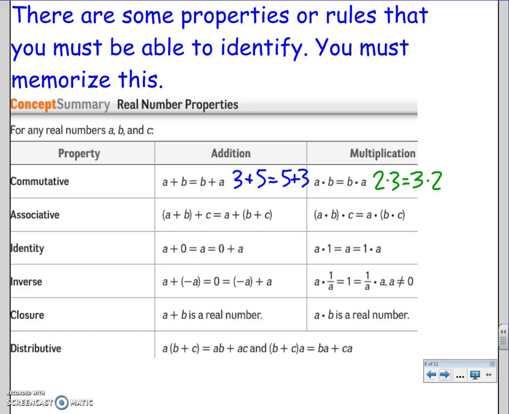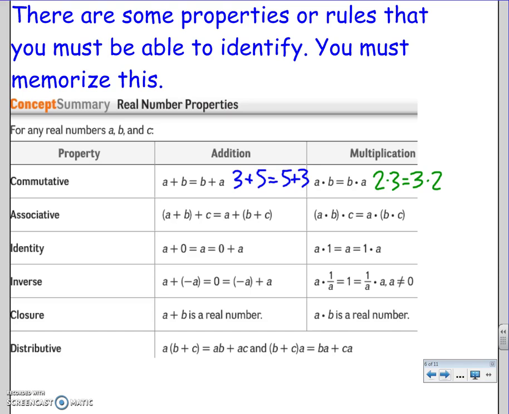Associative is when you change the parentheses, they move, not the letters. So A plus B is paired together, plus C by itself, changes to B plus C is paired together, and A is by itself. But the position stays the same. A is first, B is second, C is third.